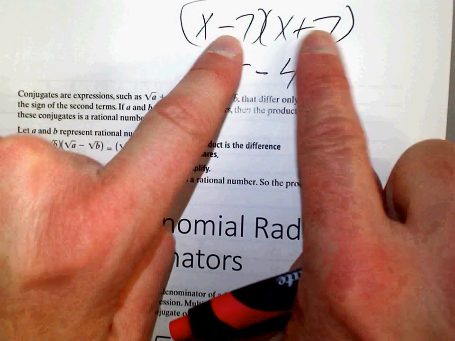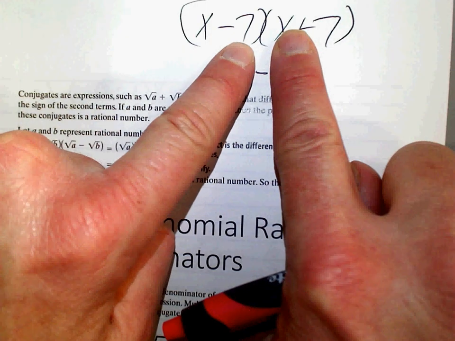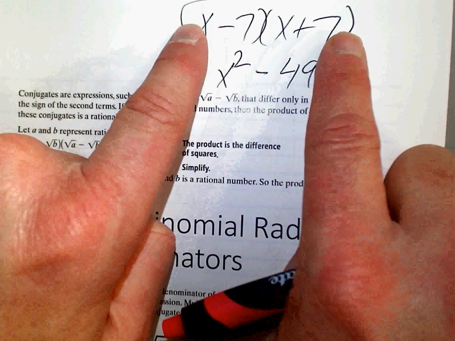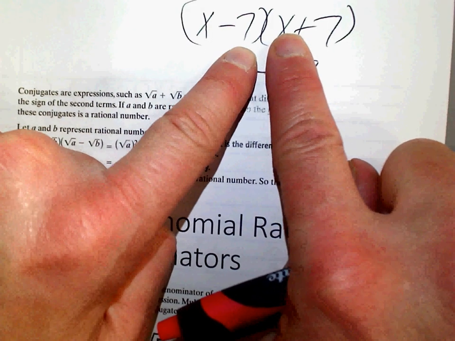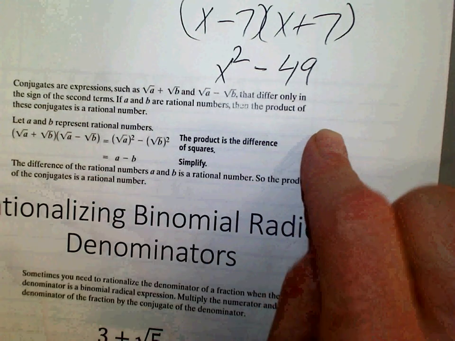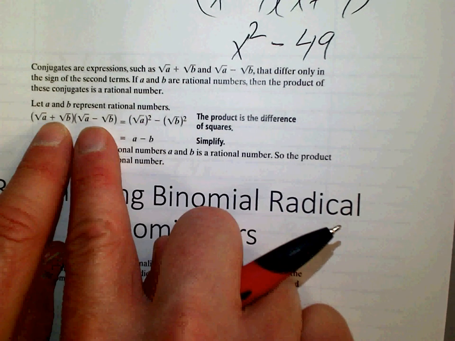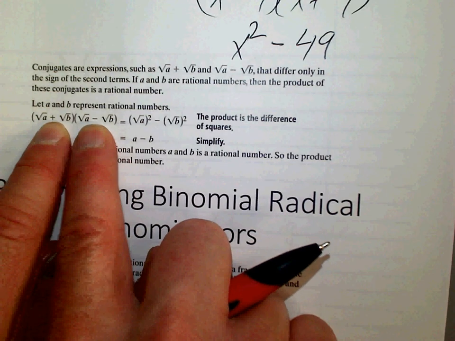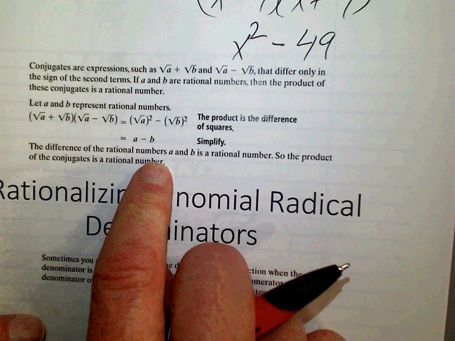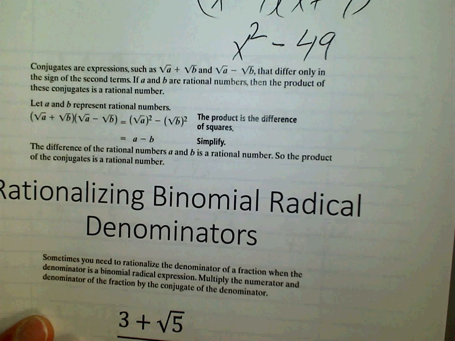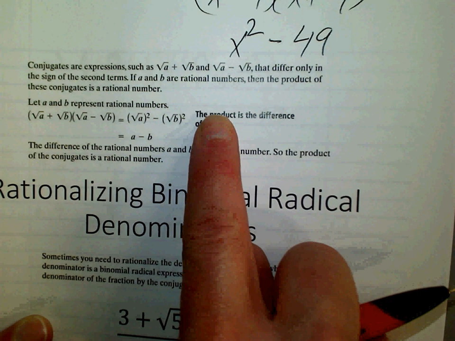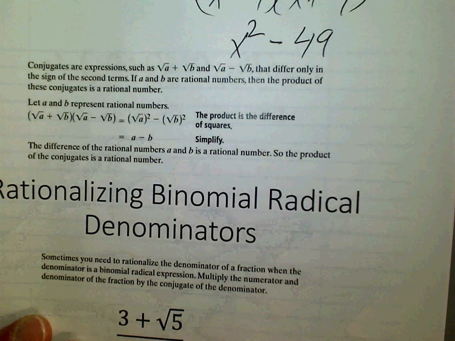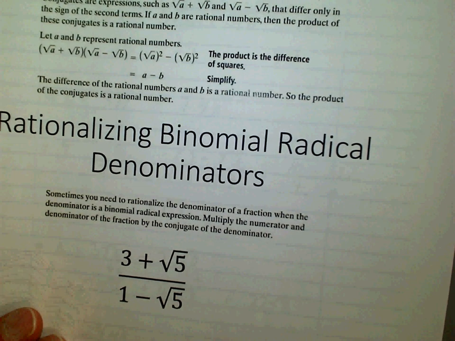The O and the I do what to one another? Say it one more time. The O and the I do what to one another? They can cancel each other. Now you can predict, if you were doing something like this, these things called conjugates, the O and the I could potentially cancel one another. So the little rule says the product is the difference of squares. Let's look at an example of that. I've got an example I'll show you.